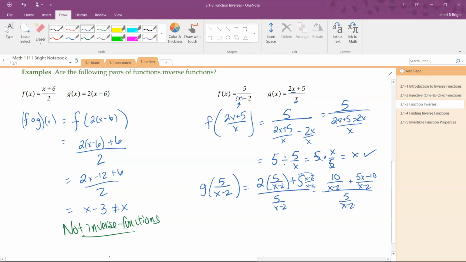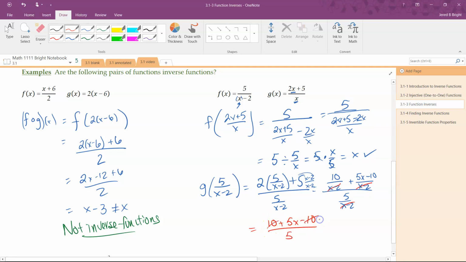Now, at this point, I'm going to do a little simplification that you're going to think is a trick. It's really not. Notice how all the denominators are x minus 2. What I could do is multiply all the terms in here by x minus 2, which would effectively clear the denominators. So I can just drop them. Once you get all the same denominators, drop them. And so consequently I'm left with the numerator being 10 plus 5x minus 10 all over 5.